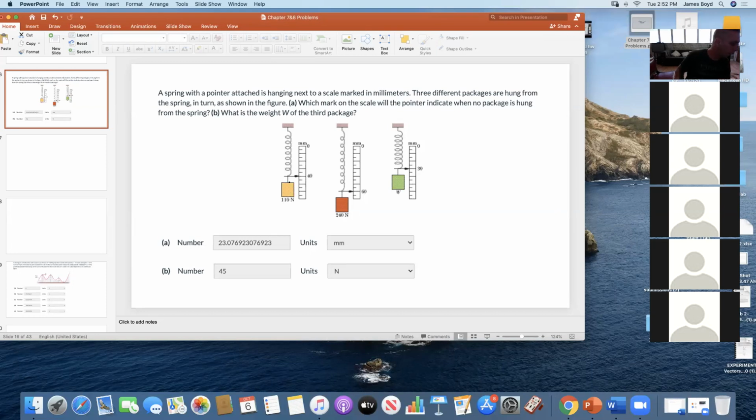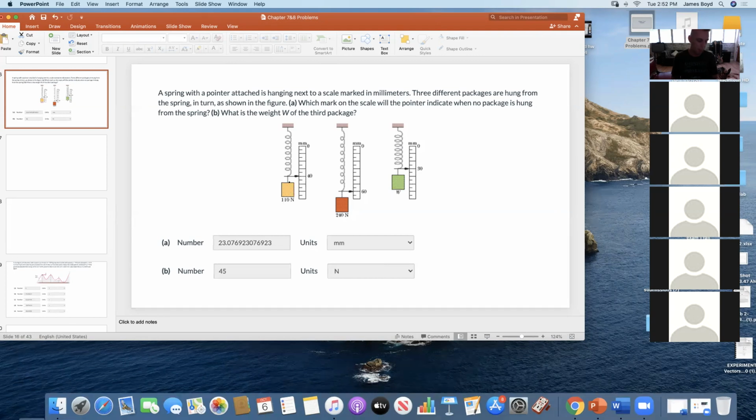Now, 40 millimeters is how many meters? 0.04 meters. The 240 newton one causes it to stretch 60 millimeters. The third weight, unknown, causes it to stretch 30 millimeters. Okay, so just be clear that that's what's happening.